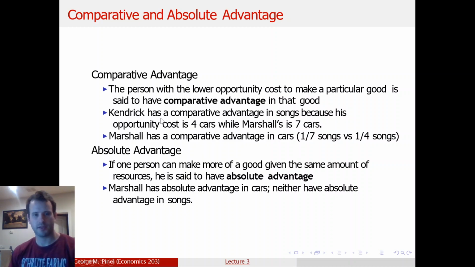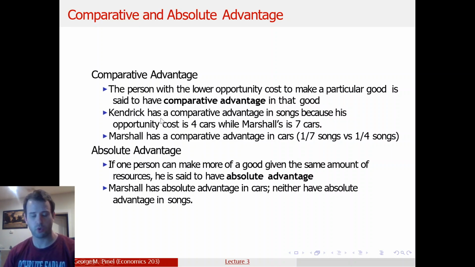And this is important because comparative advantage is more important. Absolute advantage is fine, but comparative advantage is the more important of the two definitions here, because comparative advantage determines who produces what when they work together.